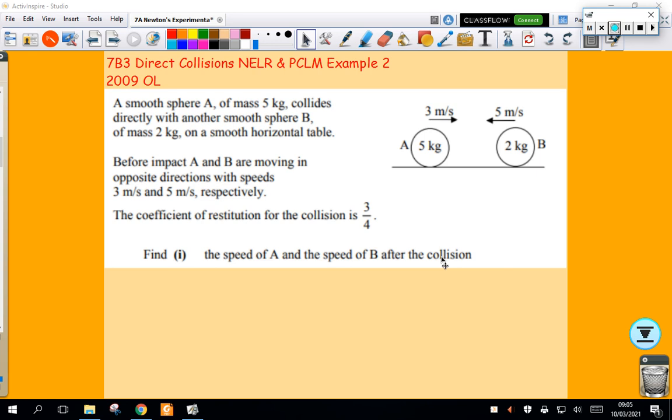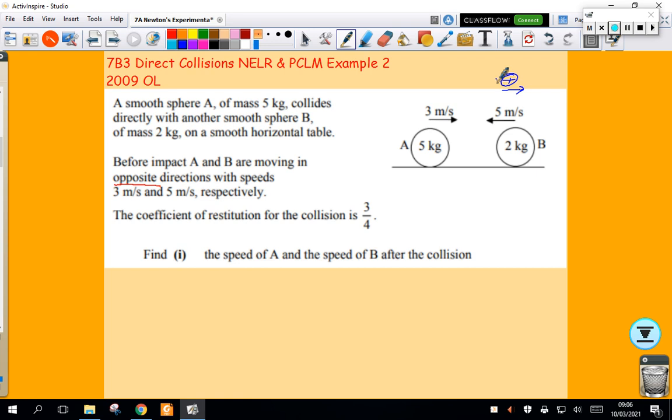So what's been given, we've got a smooth sphere A, there it is on the left, mass 5, colliding directly with another smooth sphere B of mass 2 on the right, on a smooth horizontal table. Before impact, A and B are moving in opposite directions. That's going to be important. So what's going to be different about this from the last example, they're moving in opposite directions. If I define this as being a right positive system, well, the 2 kilogram particle here will be moving to the left, which will mean its velocity will be negative.